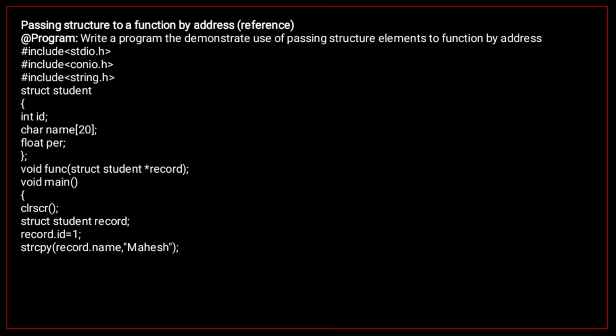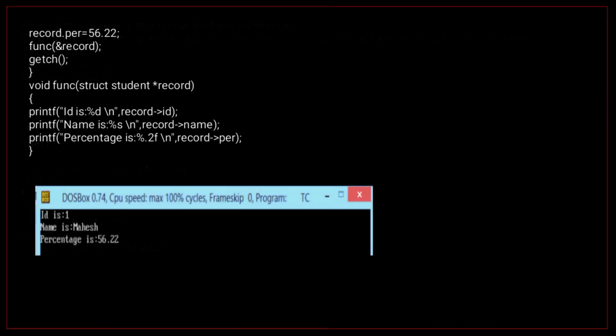So this structure can be accessed from the called function by its address. So this example shows the demonstrate use of passing structure element to the function by address. See the example. This is a good example for passing structure to a function by address, that is a reference.